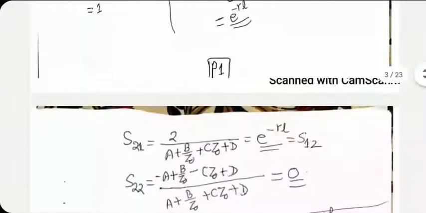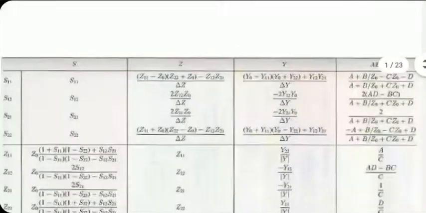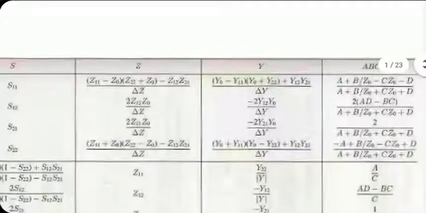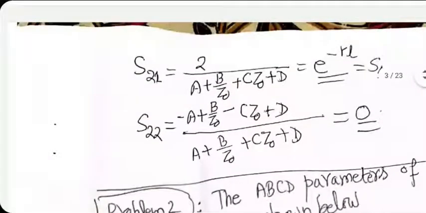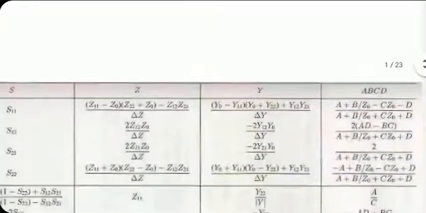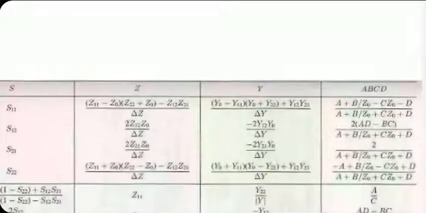S21 formula, you see, for a reciprocal network, S12 and S21 are equal. So you see for S21, there is no AD minus BC in the numerator. You simply have 2. That doesn't matter in this case because AD minus BC is 1 anyway. So S12 and S21 will be equal to each other. That's what I've written, same result. And the S22 formula is slightly different from the S11 formula. Compare only the numerators of the first formula and the last formula.